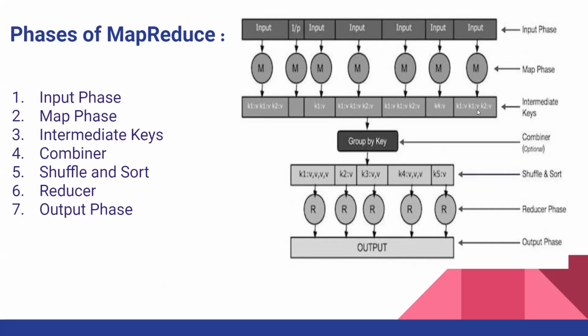Then the combiner will send it to the shuffle and sort such that all the keys will be taken at once, and those keys will be sent to the reducer, which will perform an aggregation and do the final execution. And then we finally have the output phase where the records are written to the output file. I think the next person can continue.